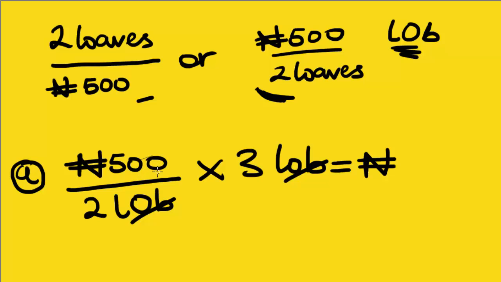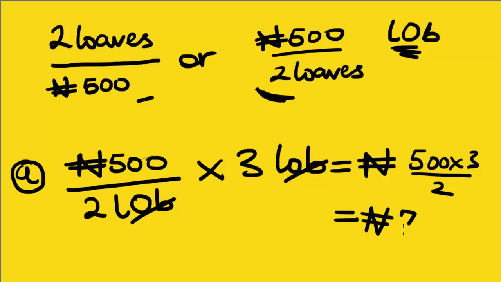So 500 divided by 2, or there times 3, or 500 times 3. I mean, let's do it this way. 500 times 3 over 2, which is 250 times 3, which is 750 naira. 750 naira. And that's the answer.